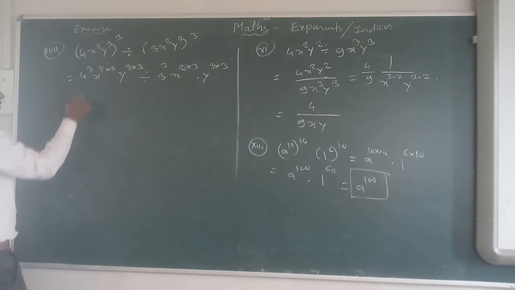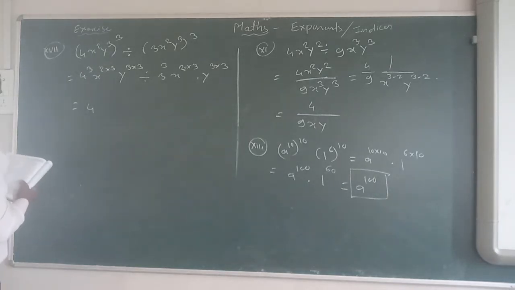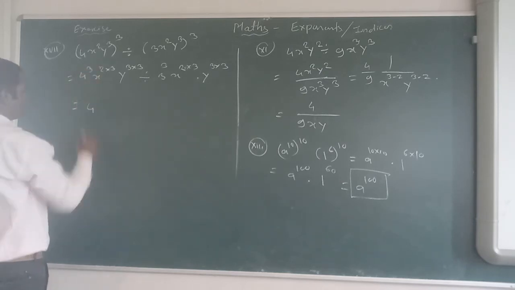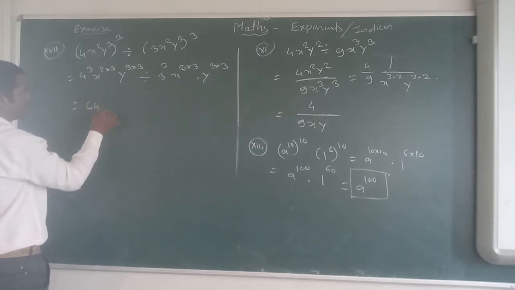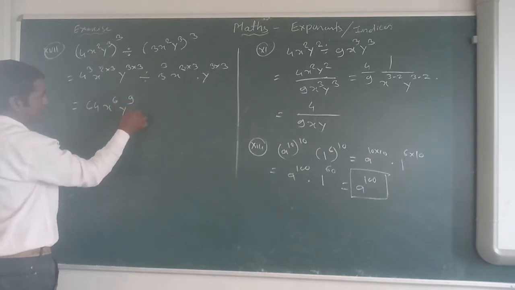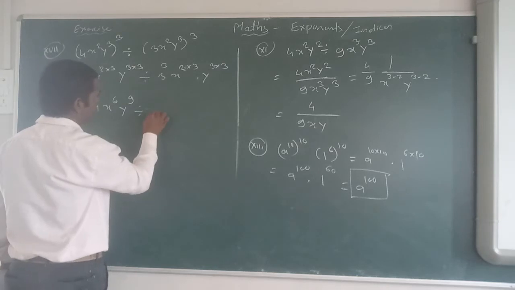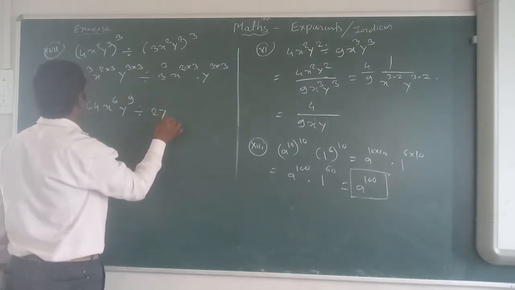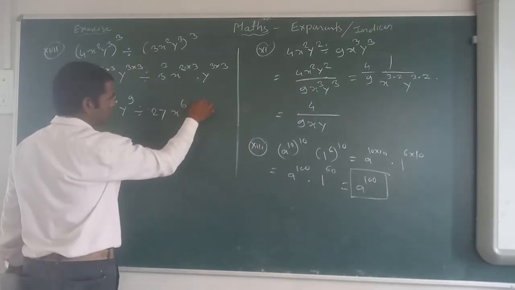Next, what do we mean by 4 cubed? You can write 4 as 2 into 2, otherwise you can keep it as this. 4 cubed means 4 times 4 is 16, 16 times 4 is 64, x raised to 6, y raised to 9, divided by 3 cubed, which is 27, x raised to 2 times 3 is 6, y raised to 3 times 3 is 9.